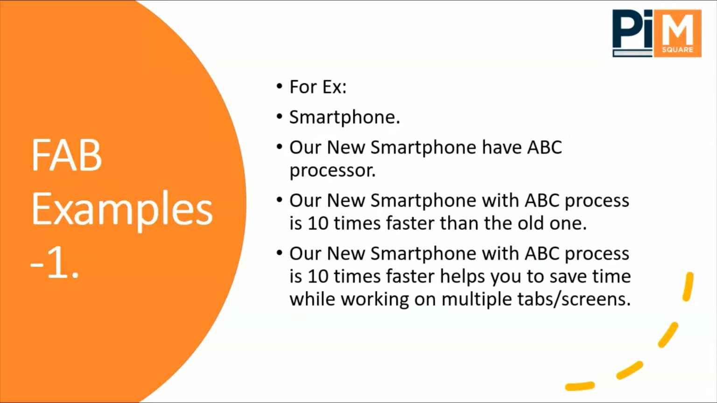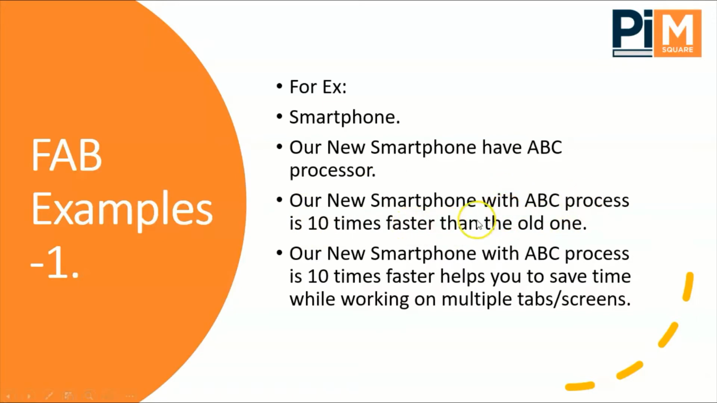So let's say we have a smartphone, right? The smartphone has some ABC processor, or some XYZ processor, or RAM size or something. So this is a feature of your smartphone. What is the advantage of having that processor? Because of that processor, the new smartphone will work 10 times faster than the old one.